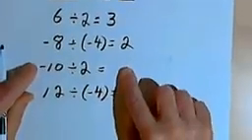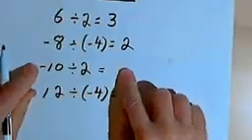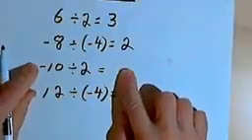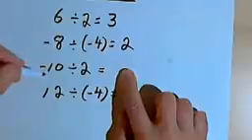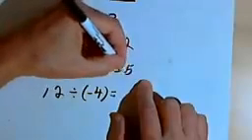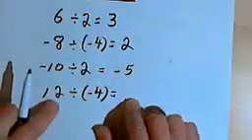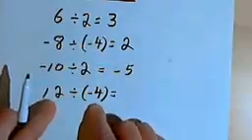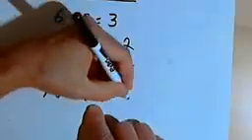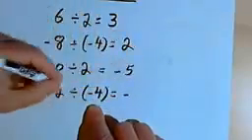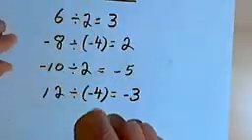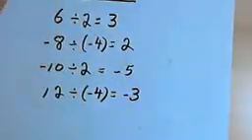Now, if the signs are different, we do the same thing we did with multiplication. If the signs are different, the result will be negative. The quotient will be negative. So negative 10 divided by 2 is negative 5. We just divide 10 by 2 and make the result negative. 12 divided by negative 4, the signs are different, so that means the quotient is going to be negative, and 12 divided by 4 is 3. Okay, so those are your basic rules for adding, subtracting, multiplying, and dividing positive and negative numbers.